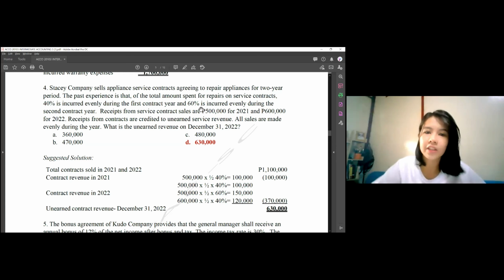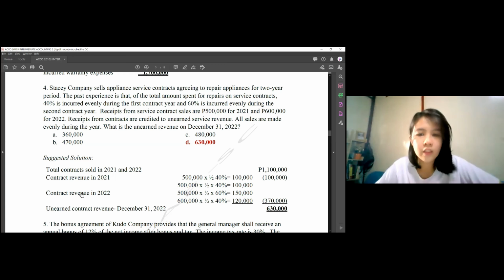This is for the second year na, based on the 2021 sales. It's the second year of the warranty. So it's 150,000. Then the contract revenue in 2022 based on 2022 sales is times 40% since it's the first year of the warranty, times 50% or one half. So that's 120,000. Same as what we got: 370,000.